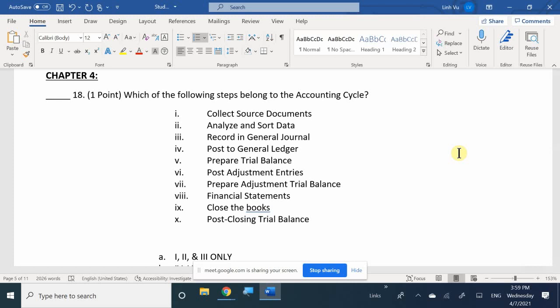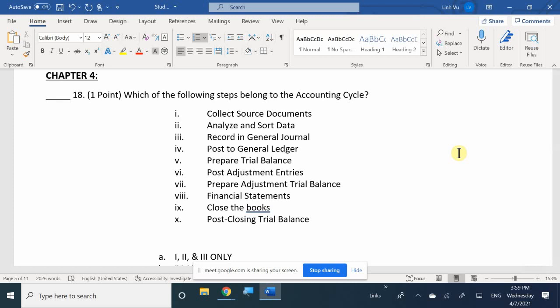Do we need to prepare a trial balance? Yes, debits and credits. Good. Do we need to do our adjustments? Yes. Adjustments are things that you do at the end of a given period.